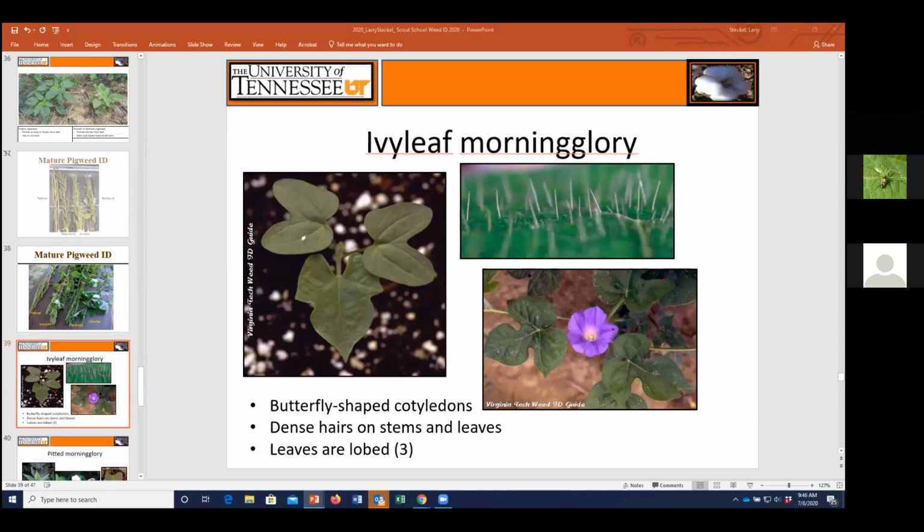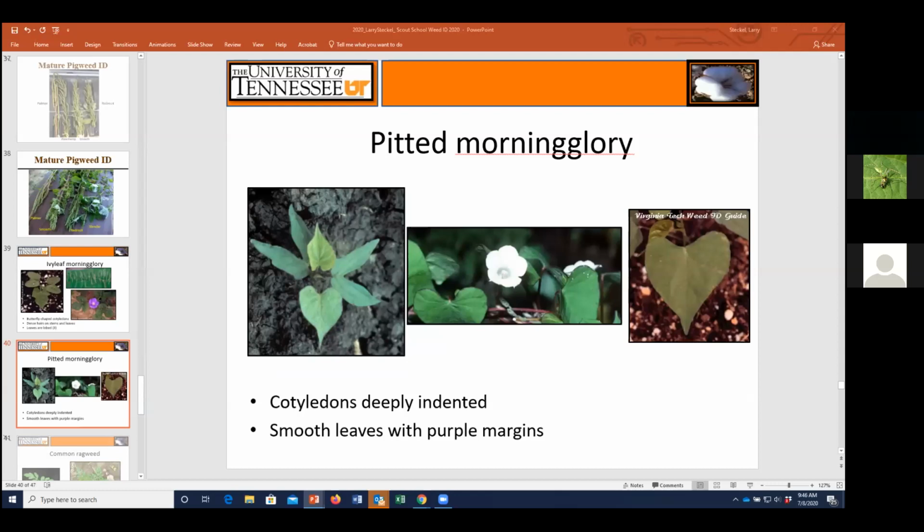Ivy leaf morning glory. Again, the cotyledons have that kidney shape. Dead giveaway, you have ivy leaf morning glory. And it's one of the different morning glory complexes we see across the state. Another one that's very common, in fact the most common morning glory we have, is pitted morning glory. You can see the cotyledons are much more indented, and that's a dead giveaway you have it. Pitted has this heart-shaped leaf as opposed to the ivy leaf that you see in ivy leaf morning glory.